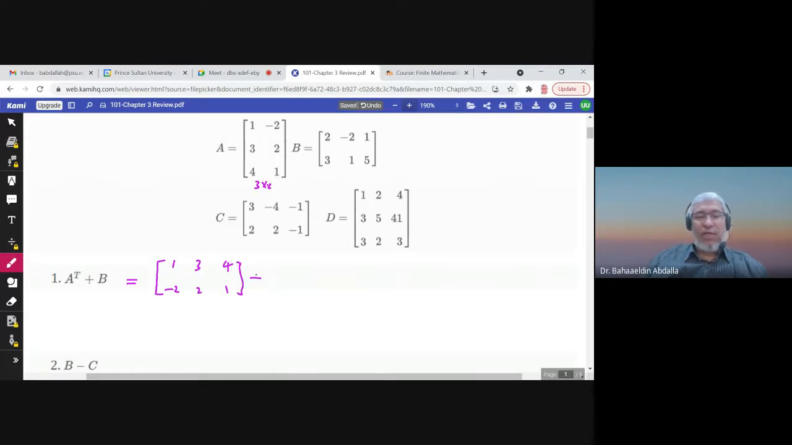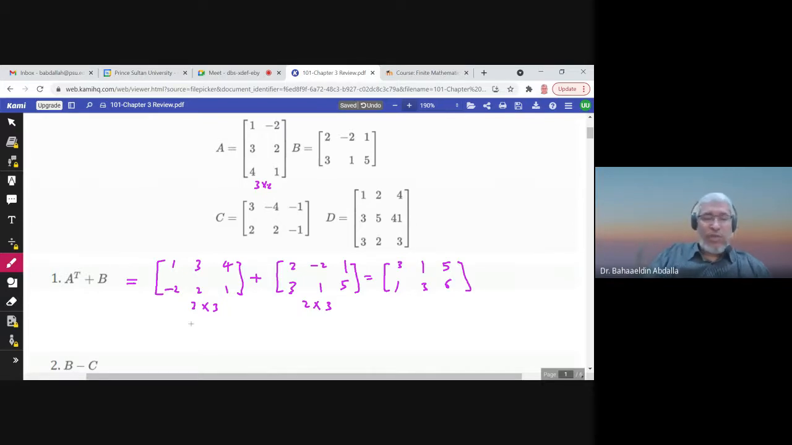We need to add A transpose plus B, and we can add these two matrices because they have the same order. The order of each one of them is 2 by 3. So 1 plus 2 is 3, 3 minus 2 is 1, 4 plus 1 is 5, negative 2 plus 3 is 1, 2 plus 1 is 3, and 1 plus 5 is 6. So this is the matrix A transpose plus B.